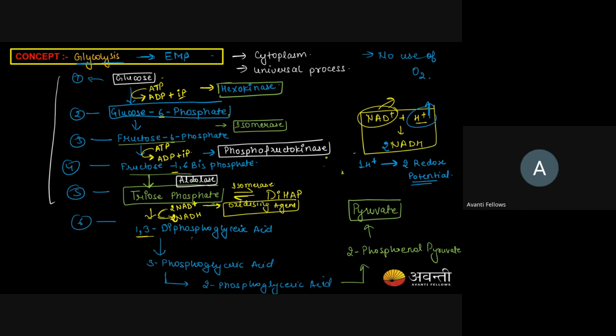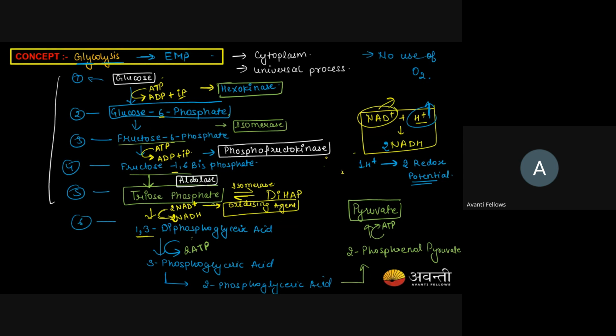Okay, so let's quickly summarize it. Firstly, we are converting triose phosphate into 1,3-diphosphoglyceric acid. In this step we make 2 NADH with the help of an oxidizing agent, your NAD positive. Then 1,3-diphosphoglyceric acid gets converted into 3-phosphoglyceric acid. At this step we make 2 molecules of ATP. Then at the last step, we convert 2 phosphoenol pyruvate to pyruvic acid. In this step also we make 2 ATP molecules.